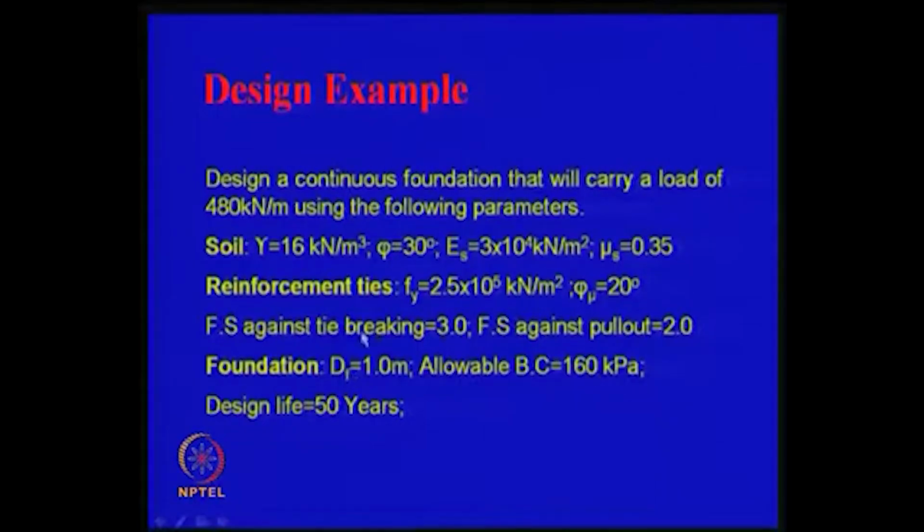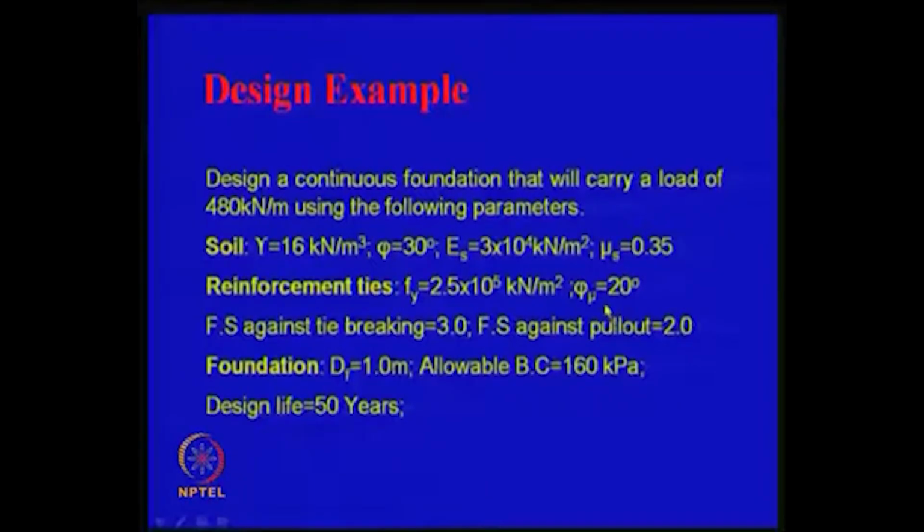Now I am using some reinforcement element, say, for example, reinforced ties. I have decided to use steel strips, and this is the tensile capacity, and the friction angle, this is called the adhesion angle. As I just mentioned, we use 2/3 of the phi; if it is 30 degrees, let us use 2/3, 20 degrees. Now, the factor of safety against breakage is given as 3, and the factor against pull out is 2.